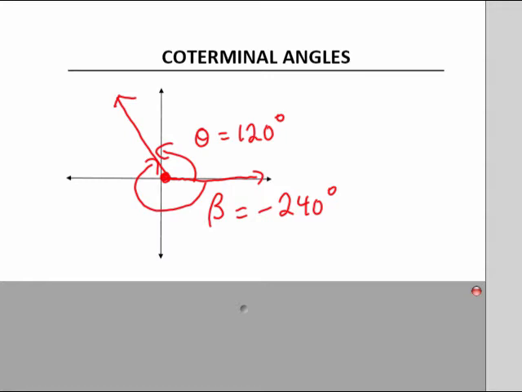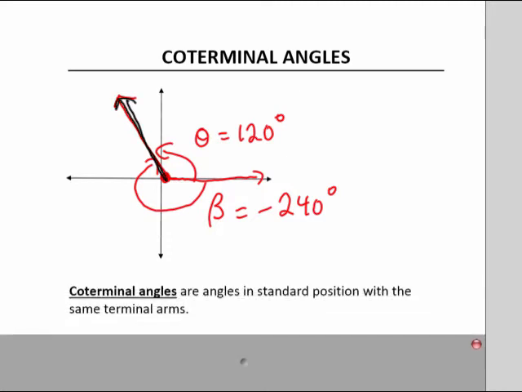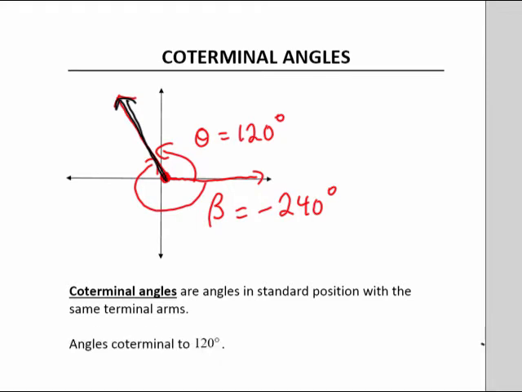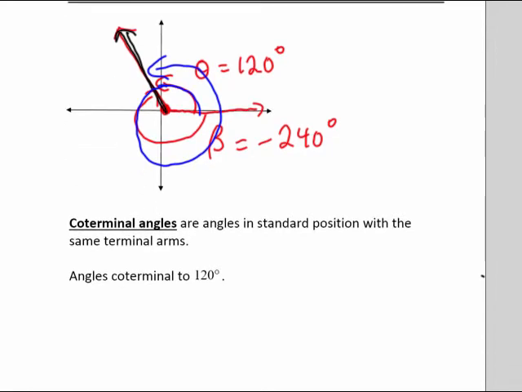Now, both of these angles are what we call coterminal because they have the same terminal arm. And that's what a coterminal angle is: angles in standard position with the same terminal arms. Now, there are actually an infinite number of coterminal angles because, for example, with the 120, it terminates there. But if I add another revolution, if I add another 360, then I come around to another angle that terminates in the same spot.